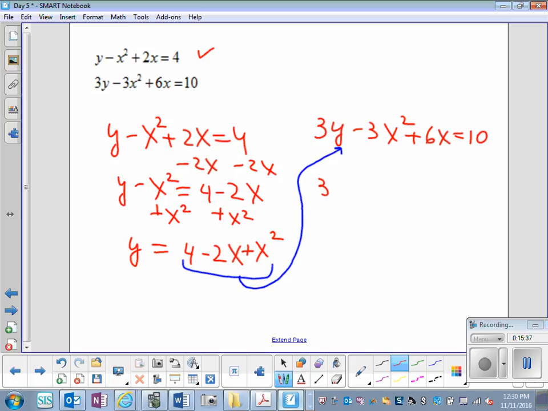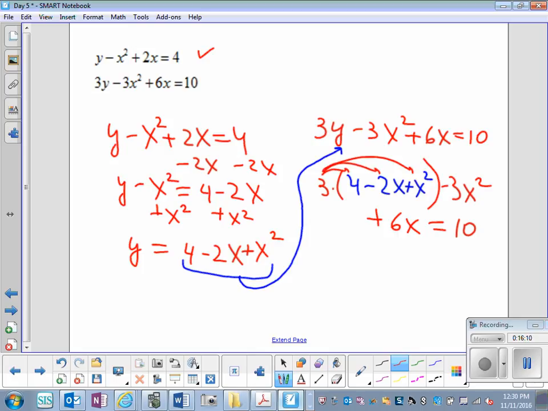3 times, instead of y, I just use this whole thing, 4 minus 2x plus x squared. You see what I did? I used the expression for y and put it in the second equation. And then I have minus 3x squared plus 6x equals 10. Now I need to simplify this. So I distribute 3 into the parentheses. Remember, we have to multiply every term that's in parentheses by 3.